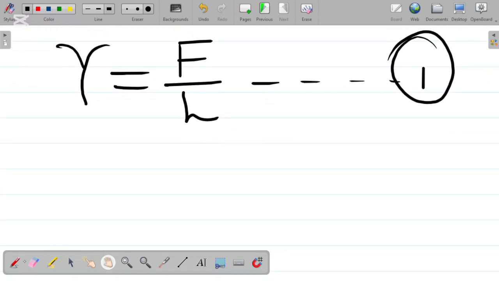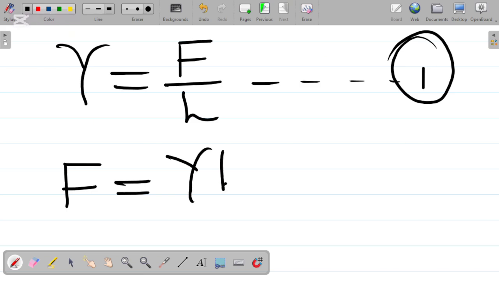Alright, now let's make F the subject of the formula. If you make F the subject of the formula, you will cross multiply. So if you cross multiply, you will have that F is equal to gamma multiplied by L. So let's call this equation 2.